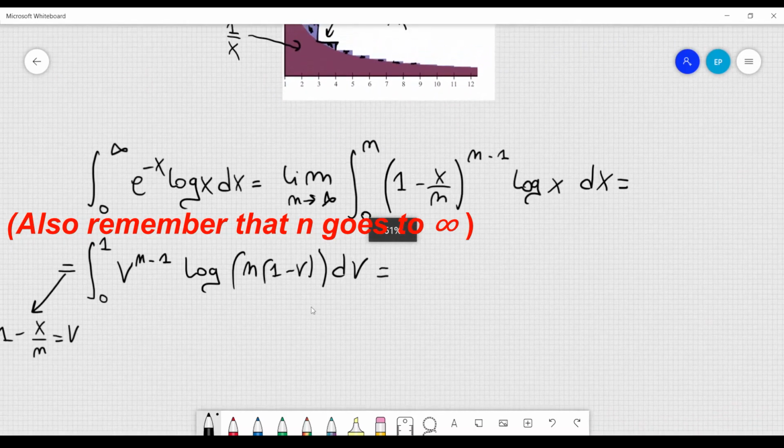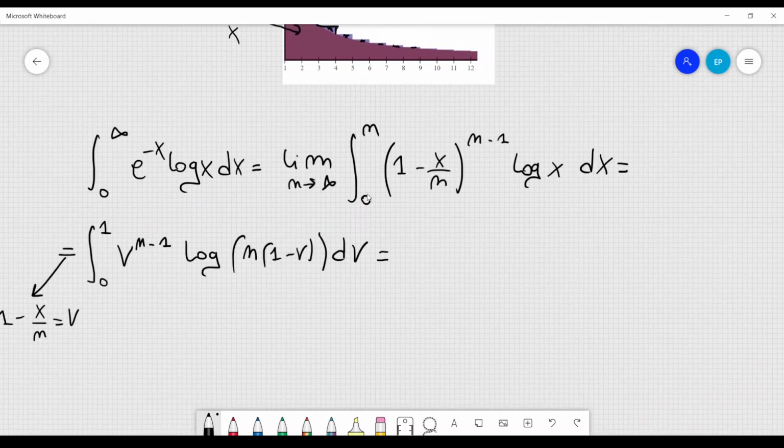We can use the properties of the logarithm. So the logarithm of n times (1 minus v) is the logarithm of n plus the logarithm of 1 minus v.